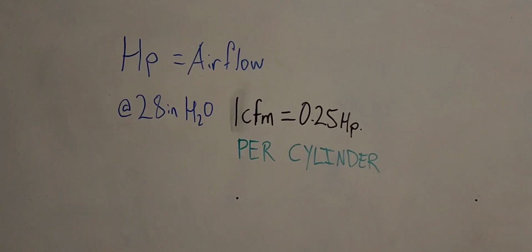We now get down to the nitty-gritty of horsepower, which we've established as airflow. So now we're going to deal with how much airflow equals how much horsepower. And for my calculations, I use 1 CFM of head flow is equal to 1/4 of a horsepower per cylinder. But this also has to be related to a vacuum depression that you're using on your flow bench at 28 inches of water.